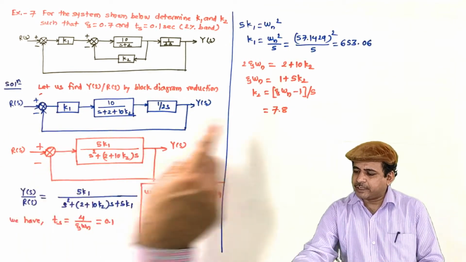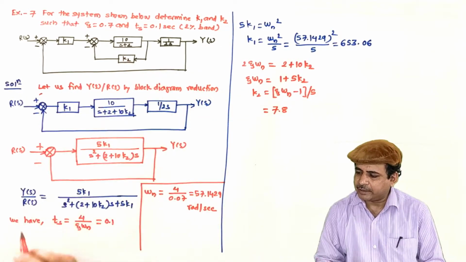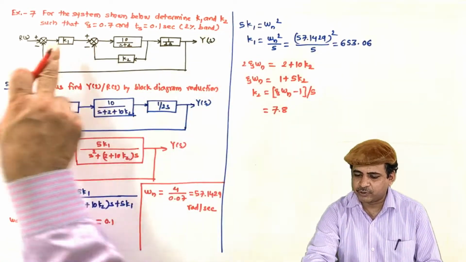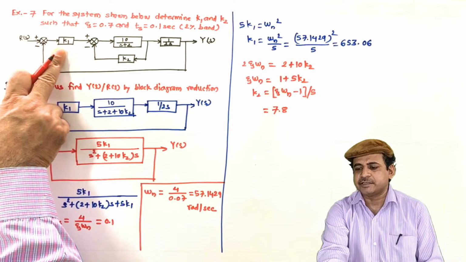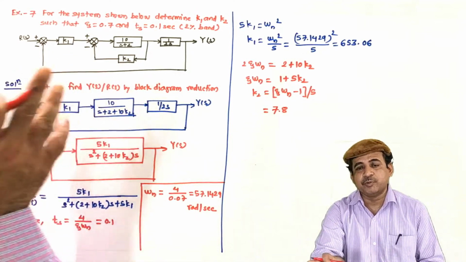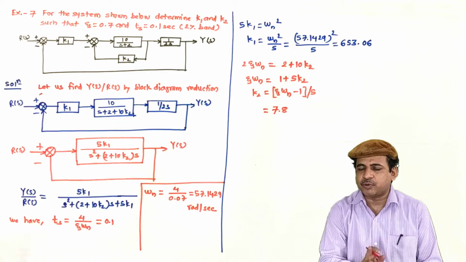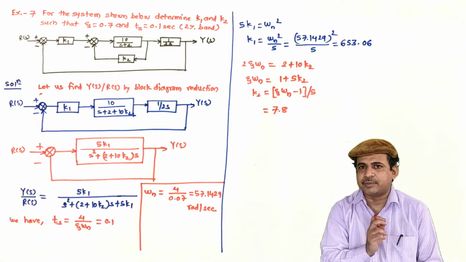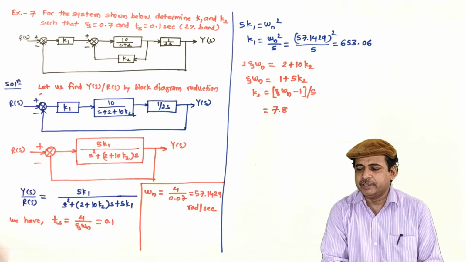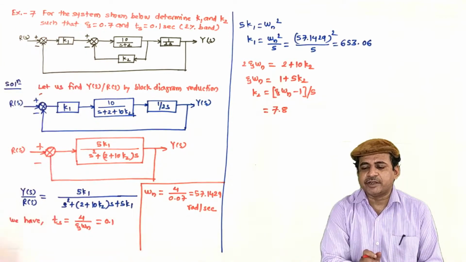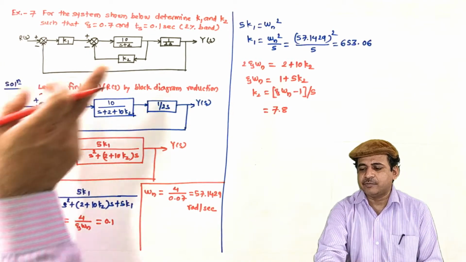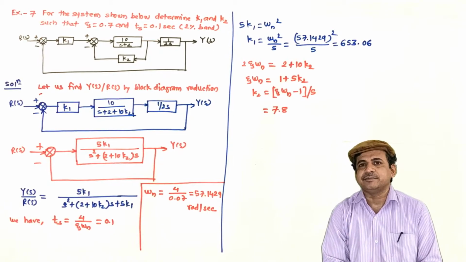So if we put K2 equal to 7.8 here and K1 equal to 653.06 here, the gain of the amplifier is this and the gain of the feedback block is 7.8. If we put this, then the overall response will result in a second order underdamped kind of nature with zeta equal to 0.7 and settling time with 2% band is 0.1 second.